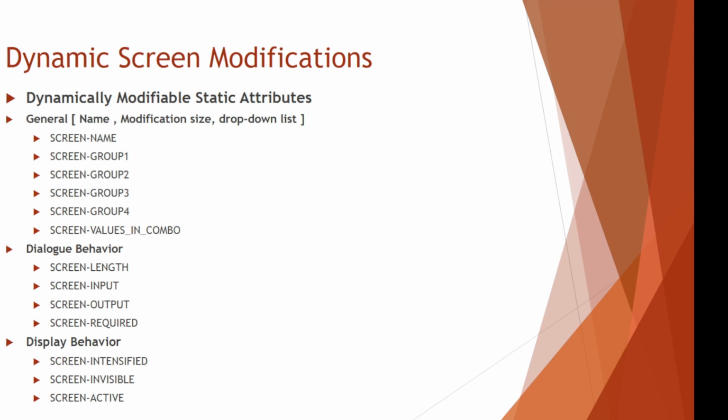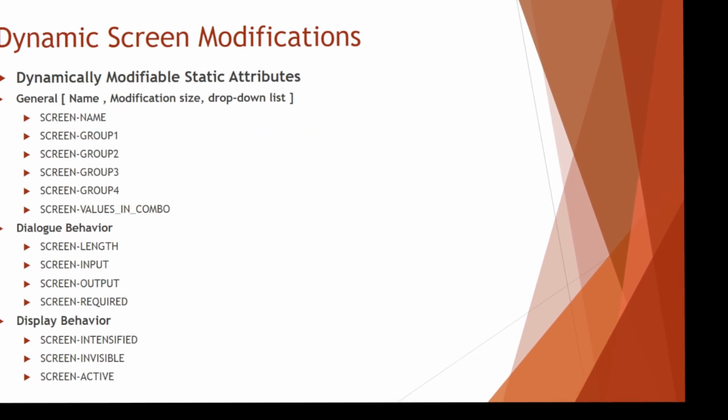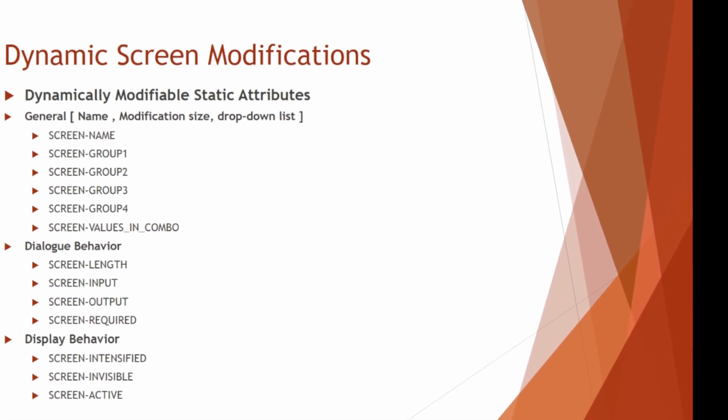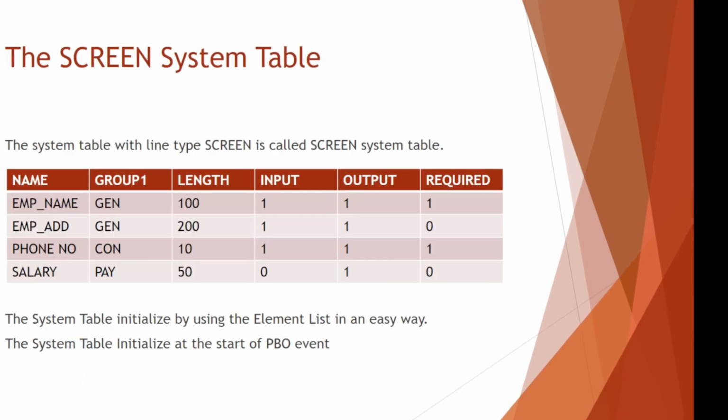Our next category is the display behavior. All the attributes which relate to the display of any field element lie in this category, for example, screen intensified, screen invisible, or screen active. As with the other categories, I have mentioned only the three main attributes of any field element. So let's move on. We will explore some of these categories later in this video on the system.